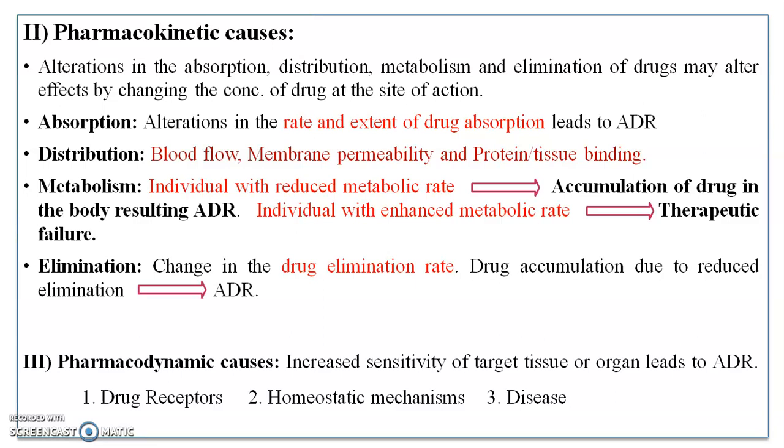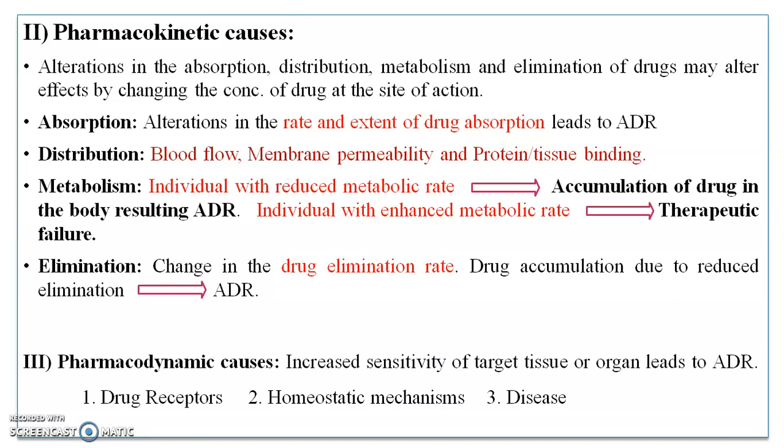Then pharmacokinetic is the second mechanism, where the ADME property of a particular drug leads to adverse drug reaction. So any alterations in the absorption, distribution, metabolism, and elimination of a drug will alter its concentration at the site of action, where it leads to adverse drug reactions, particularly type A. In case of absorption, if the rate and extent of drug absorption changes, it leads to an adverse drug reaction. So any change which occurs in the absorption process has a chance of causing an ADR.